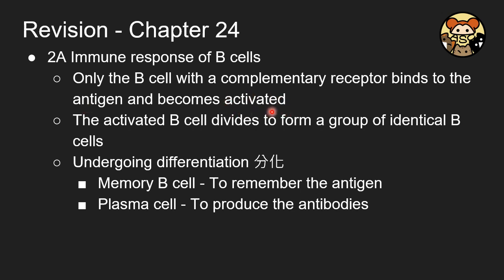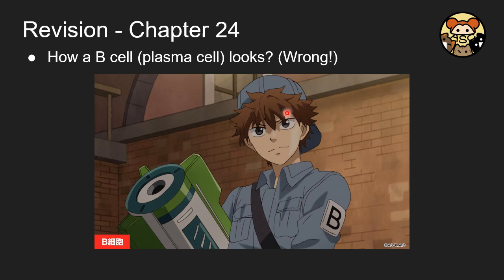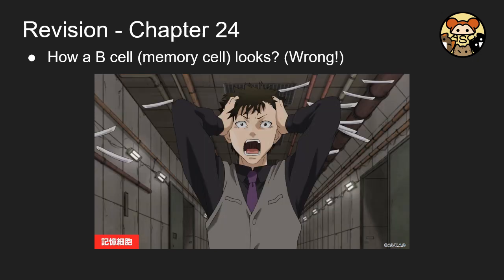Activated is a very important term and you have to include it in your answer. And the activated B cell will then divide into two groups of cells. The division into the two groups, we call differentiation. So they are either the memory B cell, which is for memorizing the antigens, or the plasma cell, which is to produce the antibodies. So in Cells at Work, here is the plasma B cell. This is the gun producing the antibodies, while this one is the memory B cell.